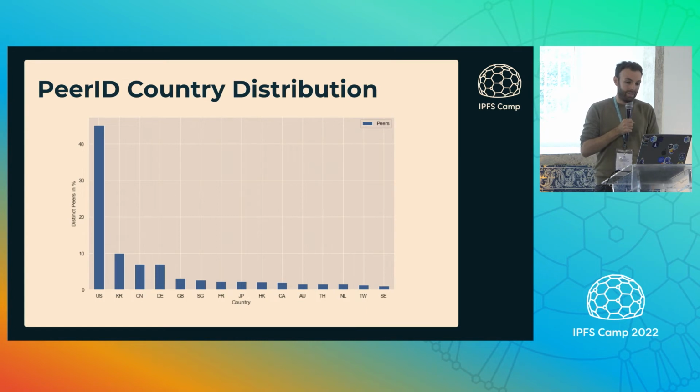And this is the peer ID distribution. So most of the peers that actually provide content sit in the US. This is around, I don't know, maybe roughly almost 50% of the peers. And then we have a steep drop, and the next country there is Korea, and then China, Germany, Great Britain, and so on. So most of the peer IDs that we find in the network, according to the Hydras, live in the US.